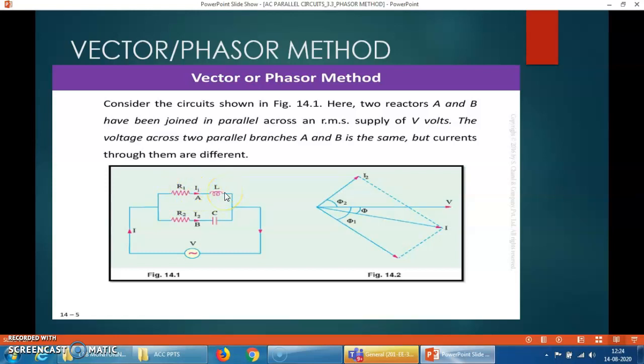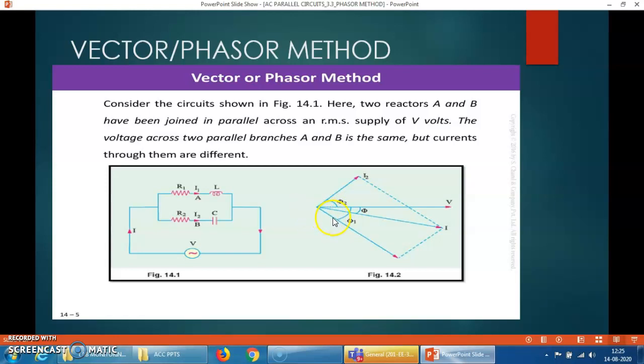So the same voltage V is across both branches, and the same current flows through the elements of the first branch. What is the phase difference between V and I1? As I1 is flowing through the RL series branch, an inductor is present, and if an inductor is in a circuit, then the current is always lagging. There is a phase angle, phi 1, the phase difference between the voltage and the current I1.